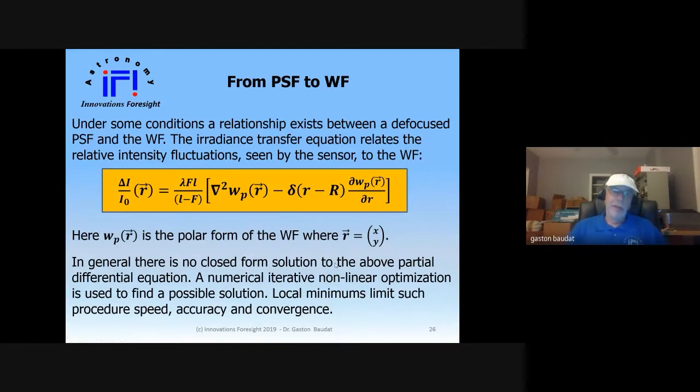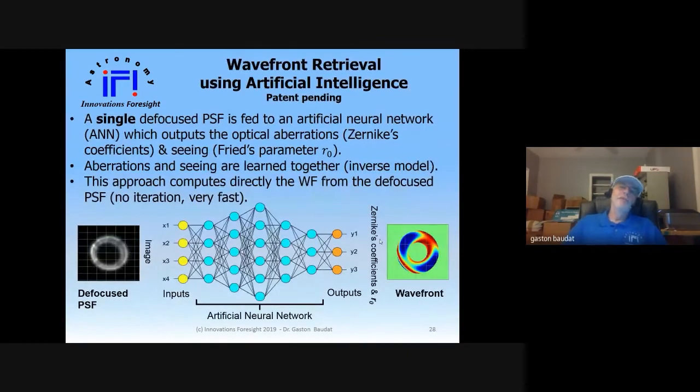And by the way, you have to find the best wavefront to match what you saw, which means you may have a problem of convergence because it's a nonlinear optimization problem. And you have to do it every time you get a new image. So our approach is quite different.